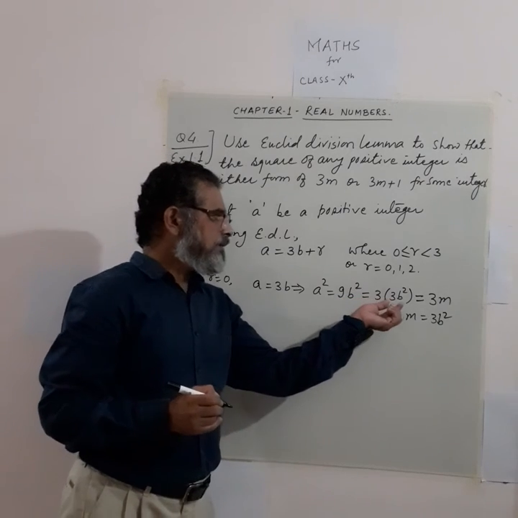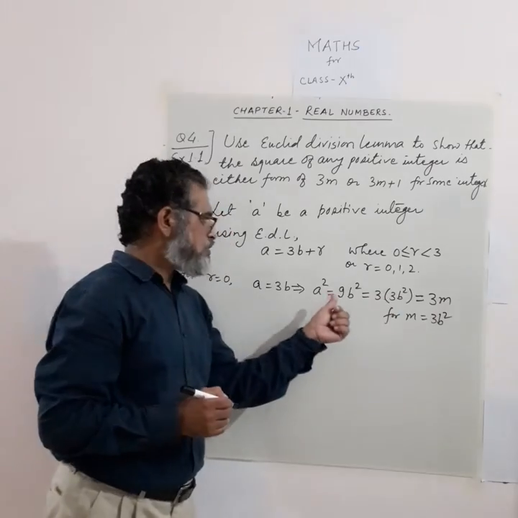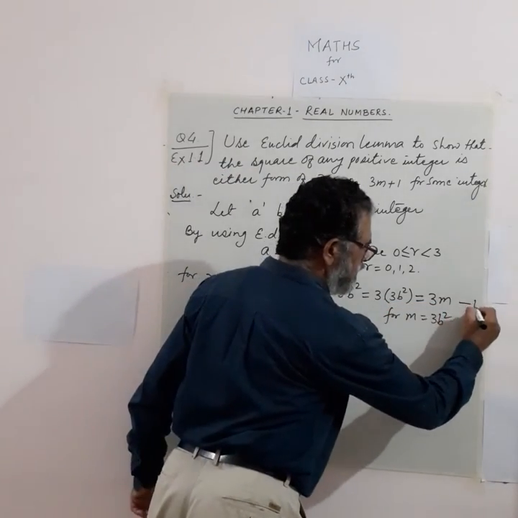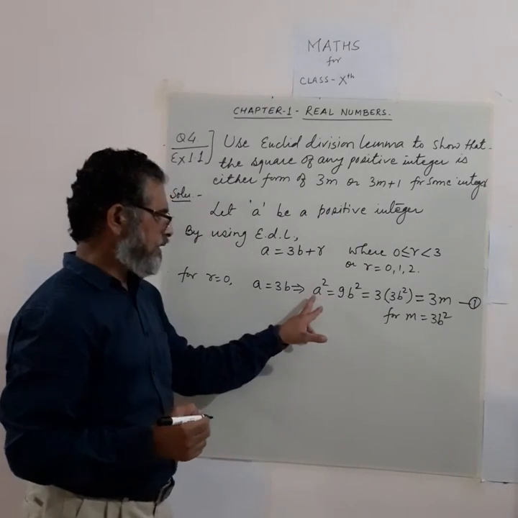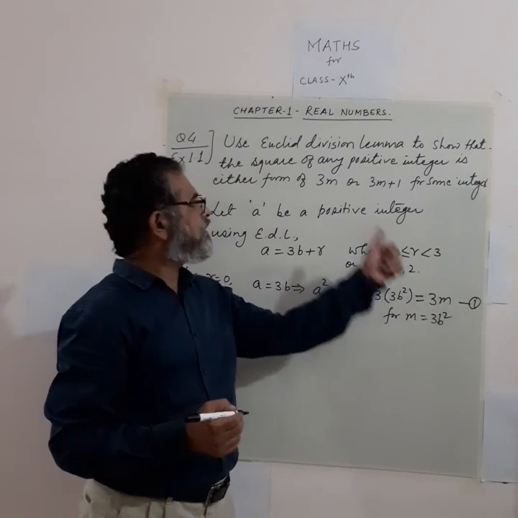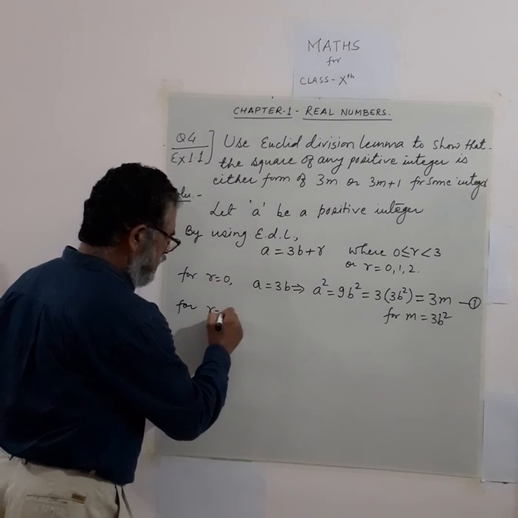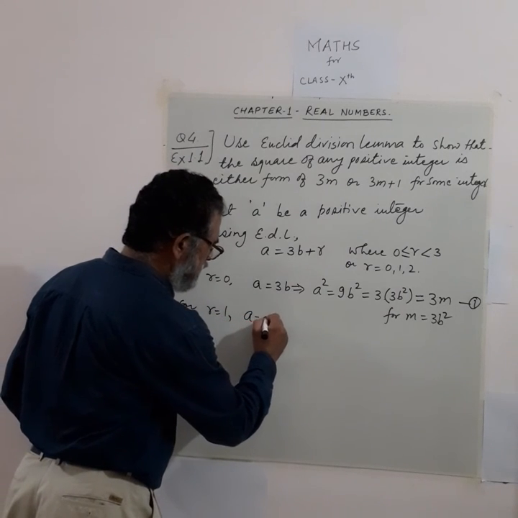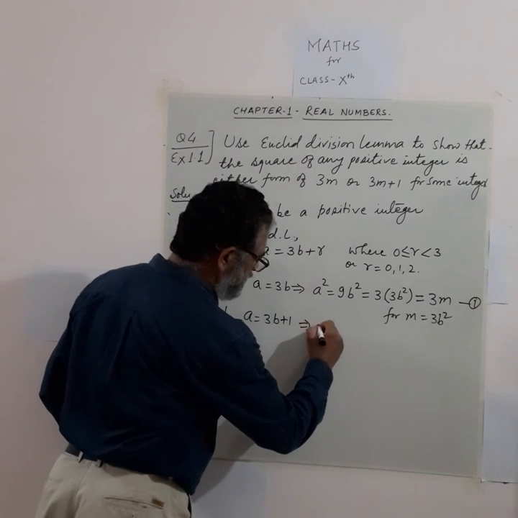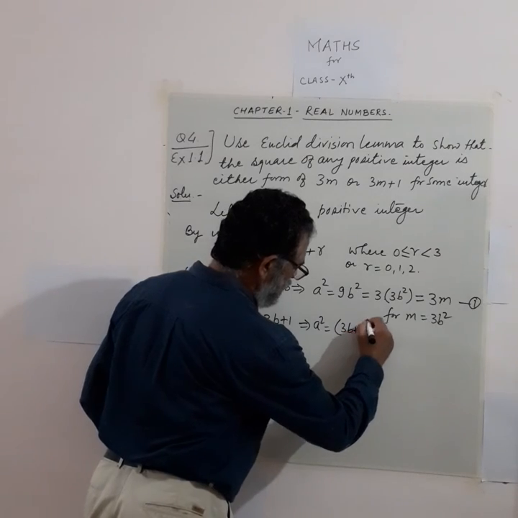What we have done is replace 3b square by another integer, m. So a square becomes 3m. This is number 1. It means the square of a is in the form of 3m. Again, for r equals 1, a becomes 3b plus 1. Now again squaring, a square becomes 3b plus 1 whole square.